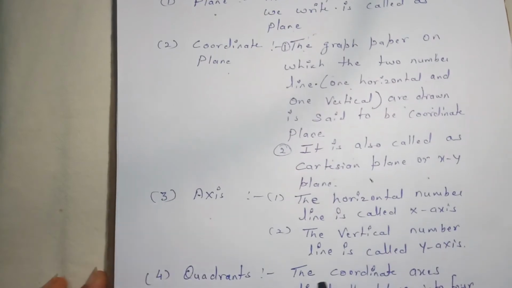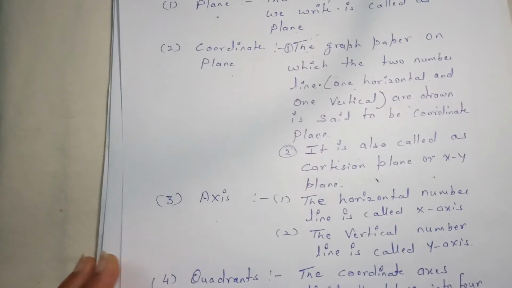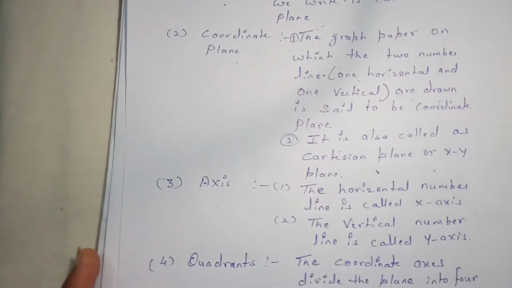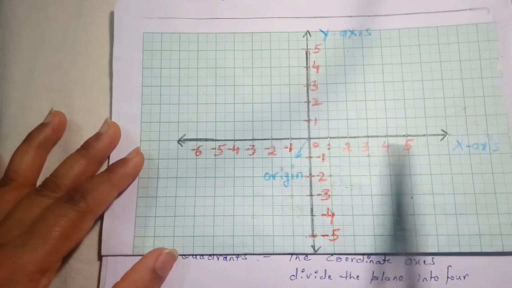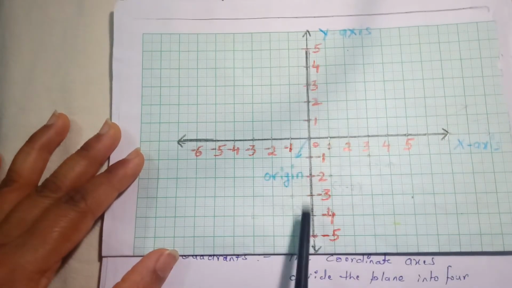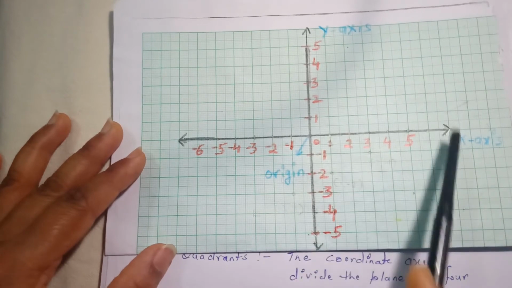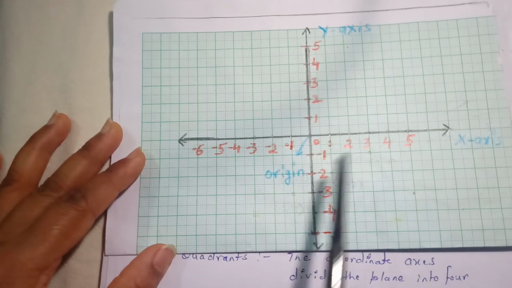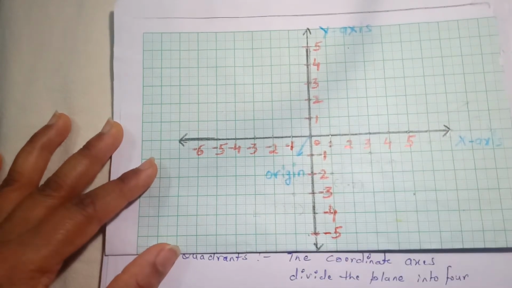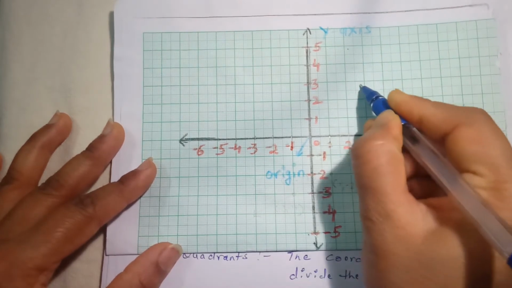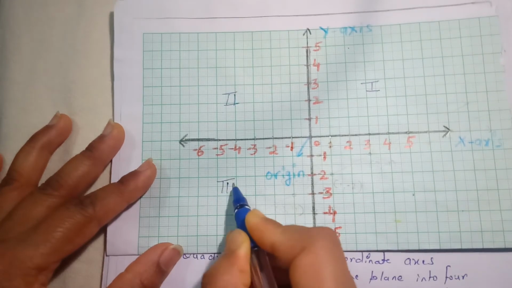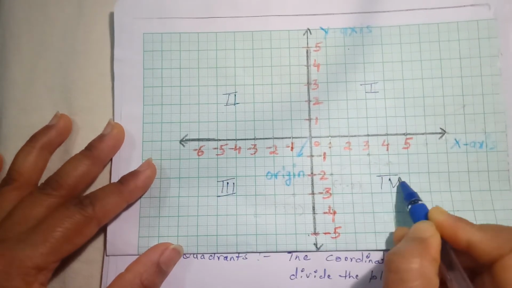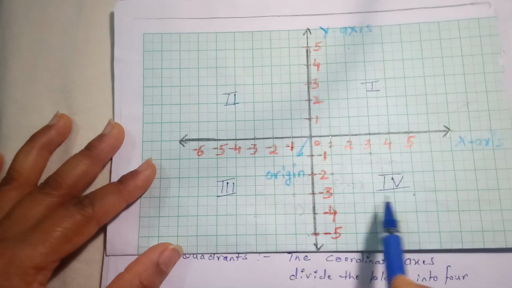Fourth, quadrant. The coordinate axes divide the plane into four parts called quadrants. This is the graph paper. We have drawn two number lines, one horizontal and one vertical. These two lines are dividing this coordinate plane into four parts. 1, 2, 3, 4. This is the first part. This is the second part, this is the third part and this is the fourth part. All these parts are called quadrants.